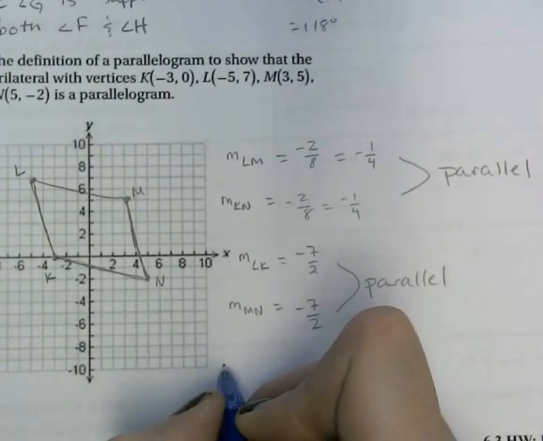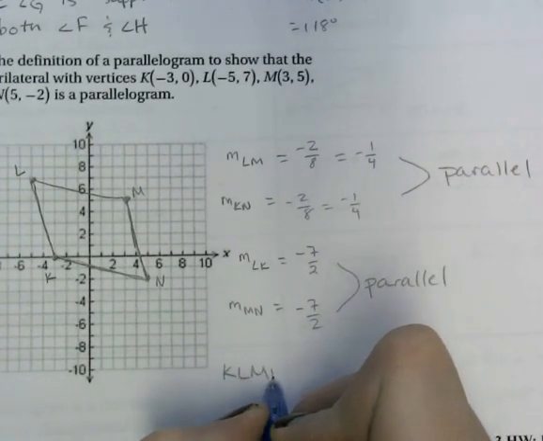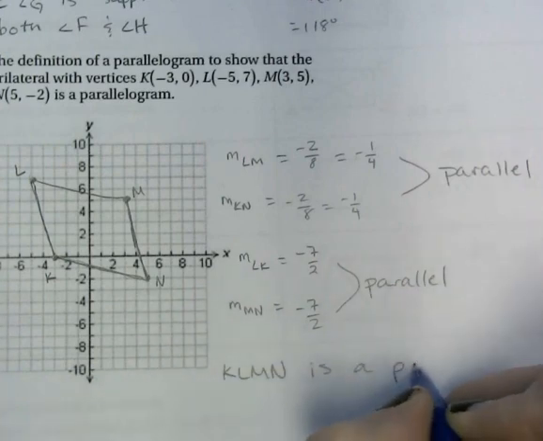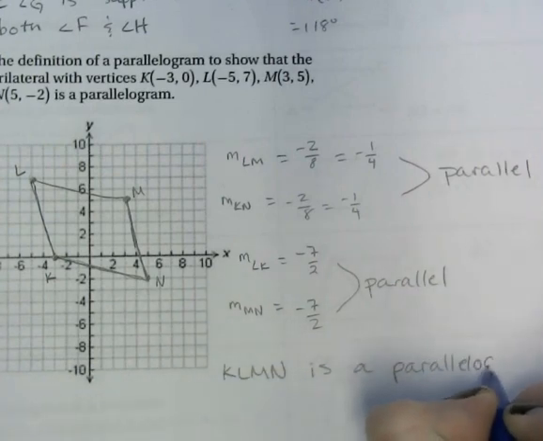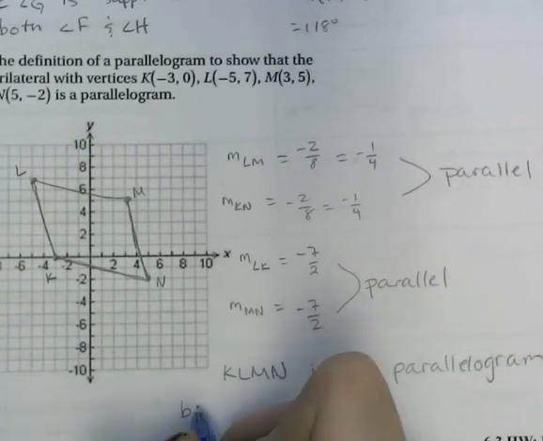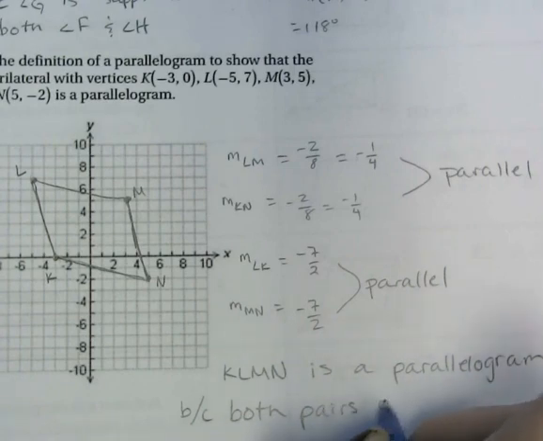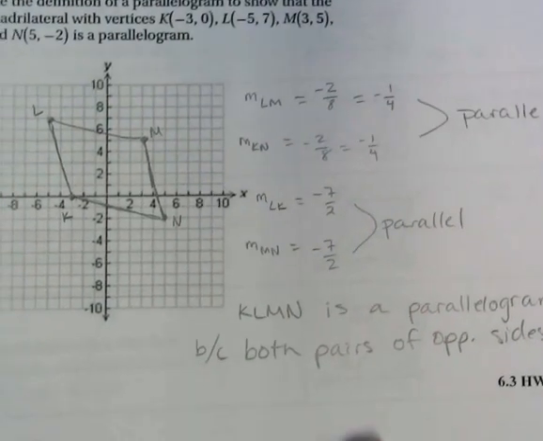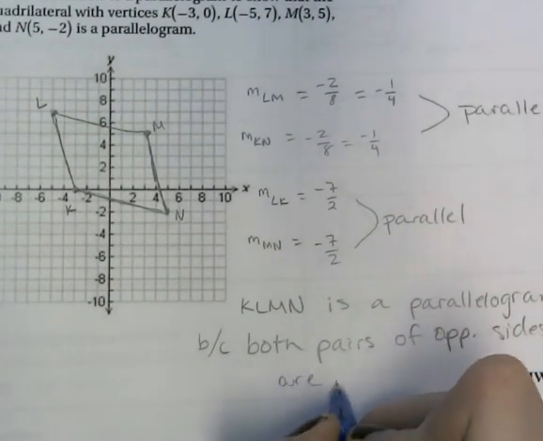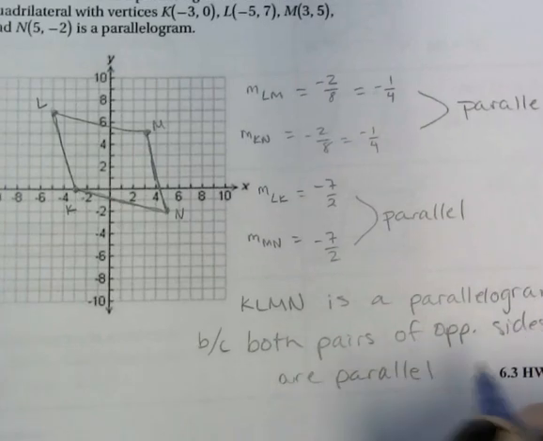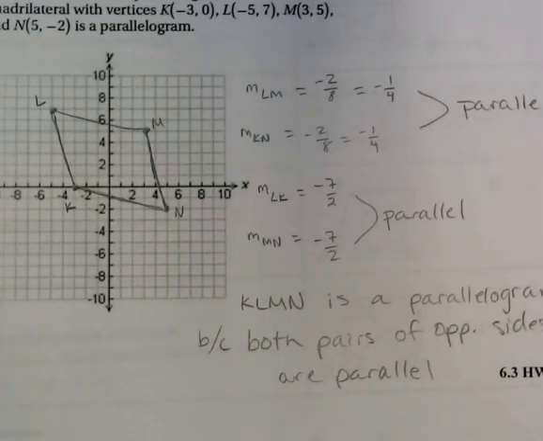So KLMN is a parallelogram because both pairs of opposite sides are parallel. Alright guys, so using those conditions to determine whether or not a quadrilateral is a parallelogram. So make sure that you're pretty comfortable with properties and conditions moving forward.